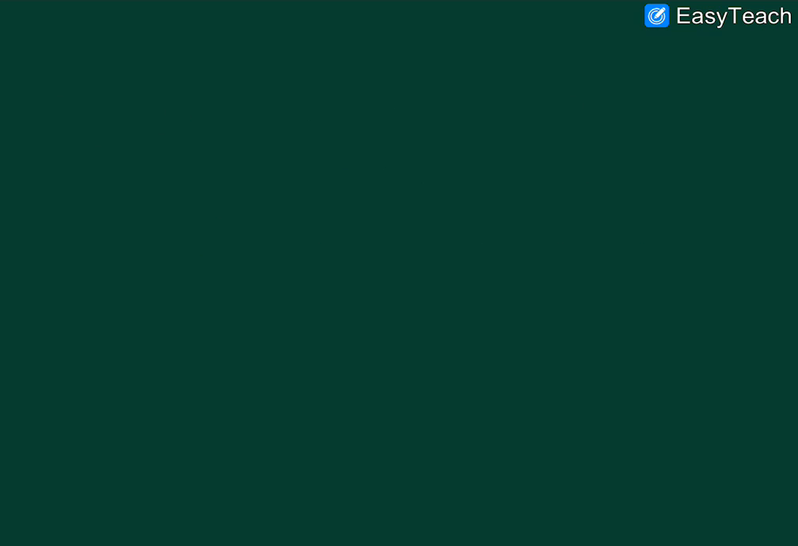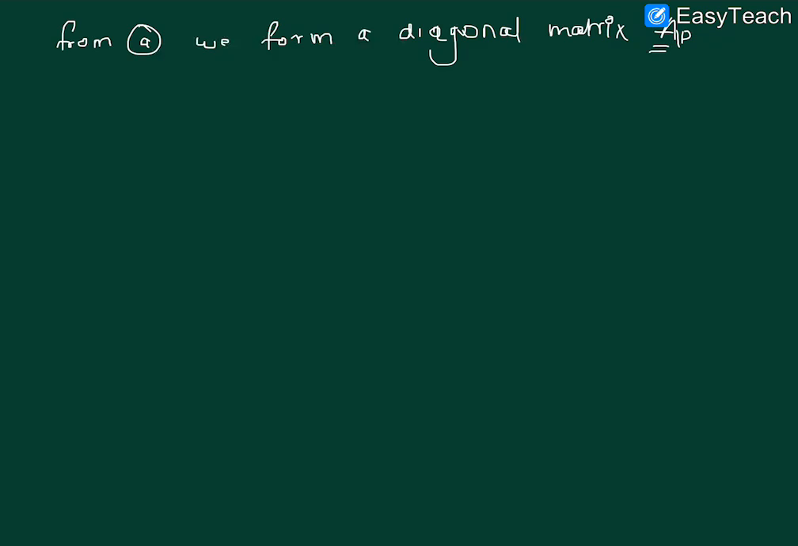Alright, so we'll start with the question. From A we form a diagonal matrix, or let me call this A prime, with diagonal elements as eigenvalues.